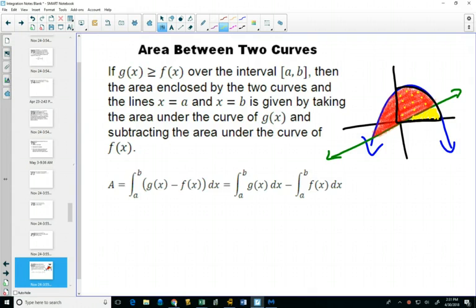What about what happens when things go underneath the axis? Does it cause a problem?